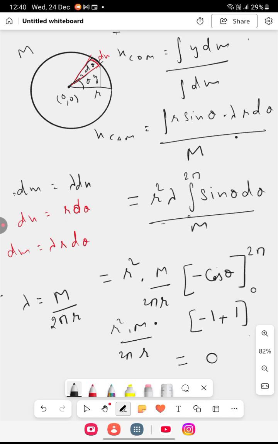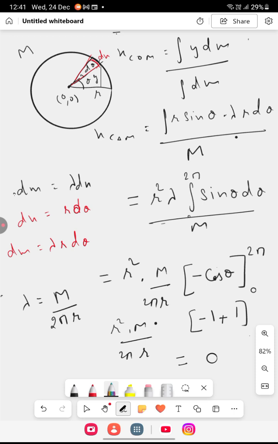Like this we have found the center of mass for a ring. This is 0. Now we will find the center of mass for a half ring. No change here, but a little change. In case of a half ring, we have to cover half the distance. Instead of covering angle 2 pi, we will cover only angle pi. So our limit will change from 0 to 2 pi to 0 to pi.